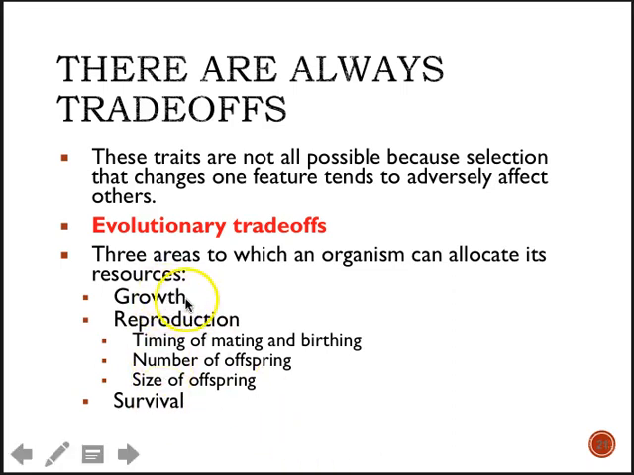You've got to choose. If you're going to grow, then maybe 50% of your energy is going to go to growth. That means you're not going to reproduce as much. And maybe you won't be surviving as long. Does that make sense? Okay, so let's look through a few examples of these trade-offs. So hopefully this will make a little bit more sense.